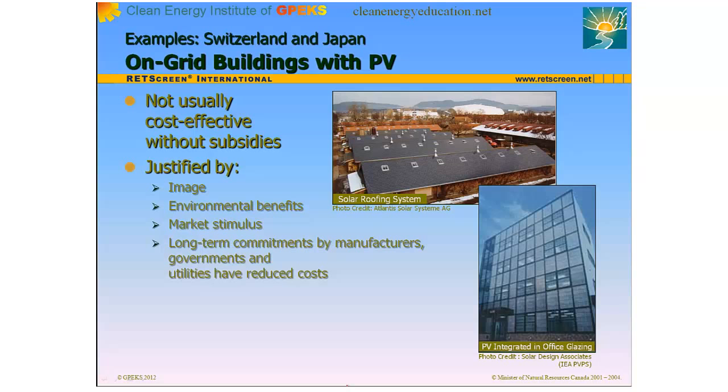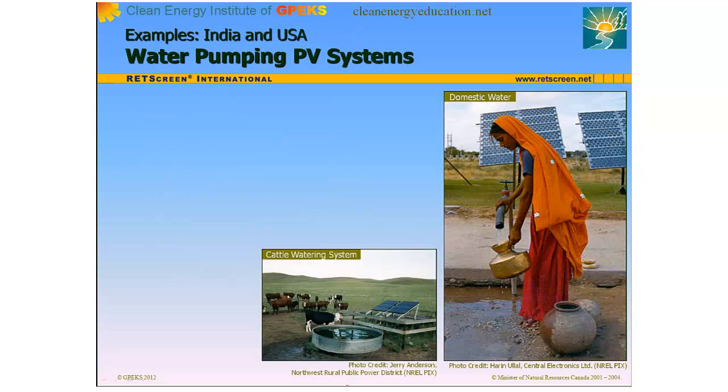Utility, government, and manufacturer subsidy programs have worked best when they have made a long-term commitment to the technology. This gives research and development enough time to have an impact and encourages investment in larger, more efficient manufacturing facilities. In the top photo of this slide, we see residential roofs in Switzerland that are covered in photovoltaic roofing material. In the bottom photo, an office building in Japan has photovoltaics slickly integrated into its glass curtain wall.